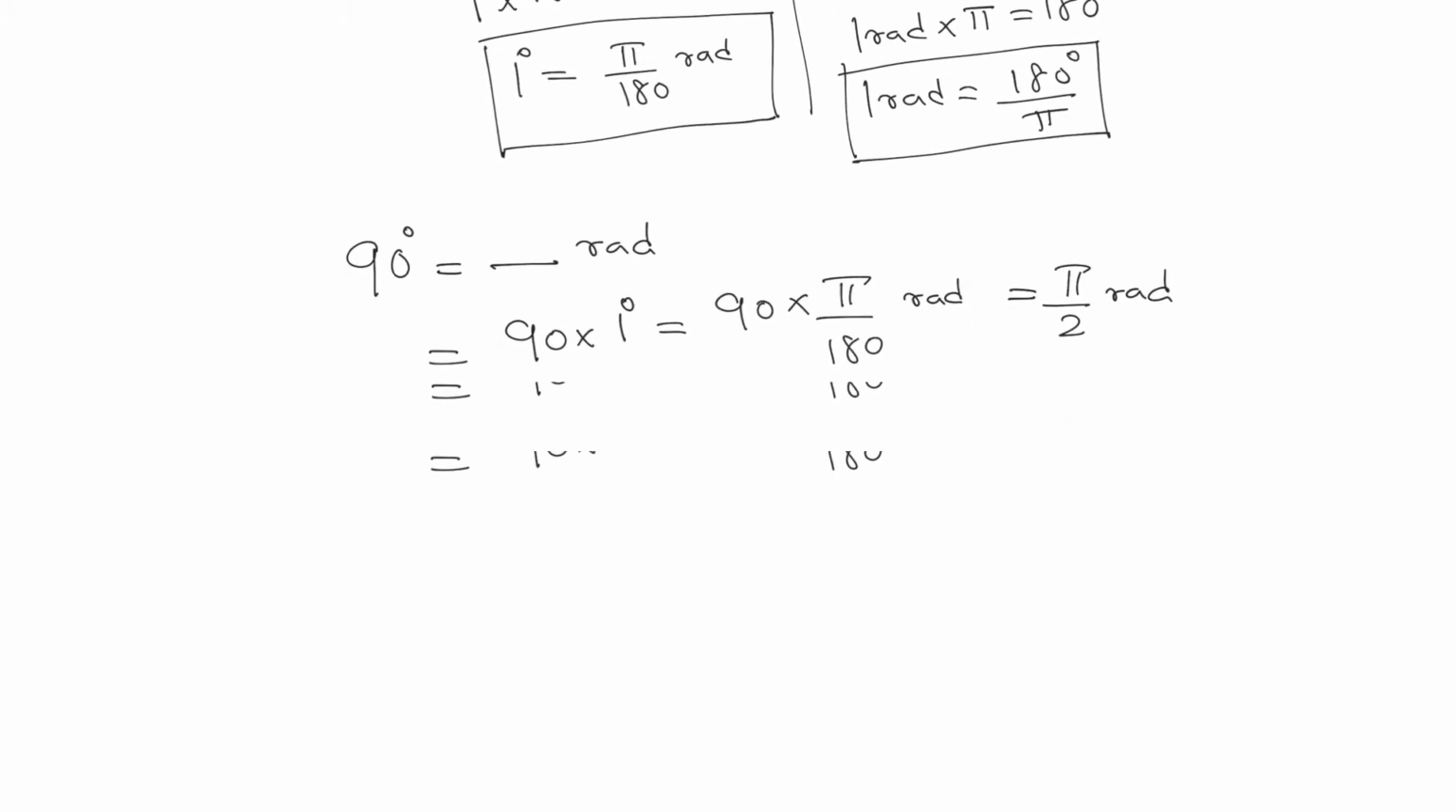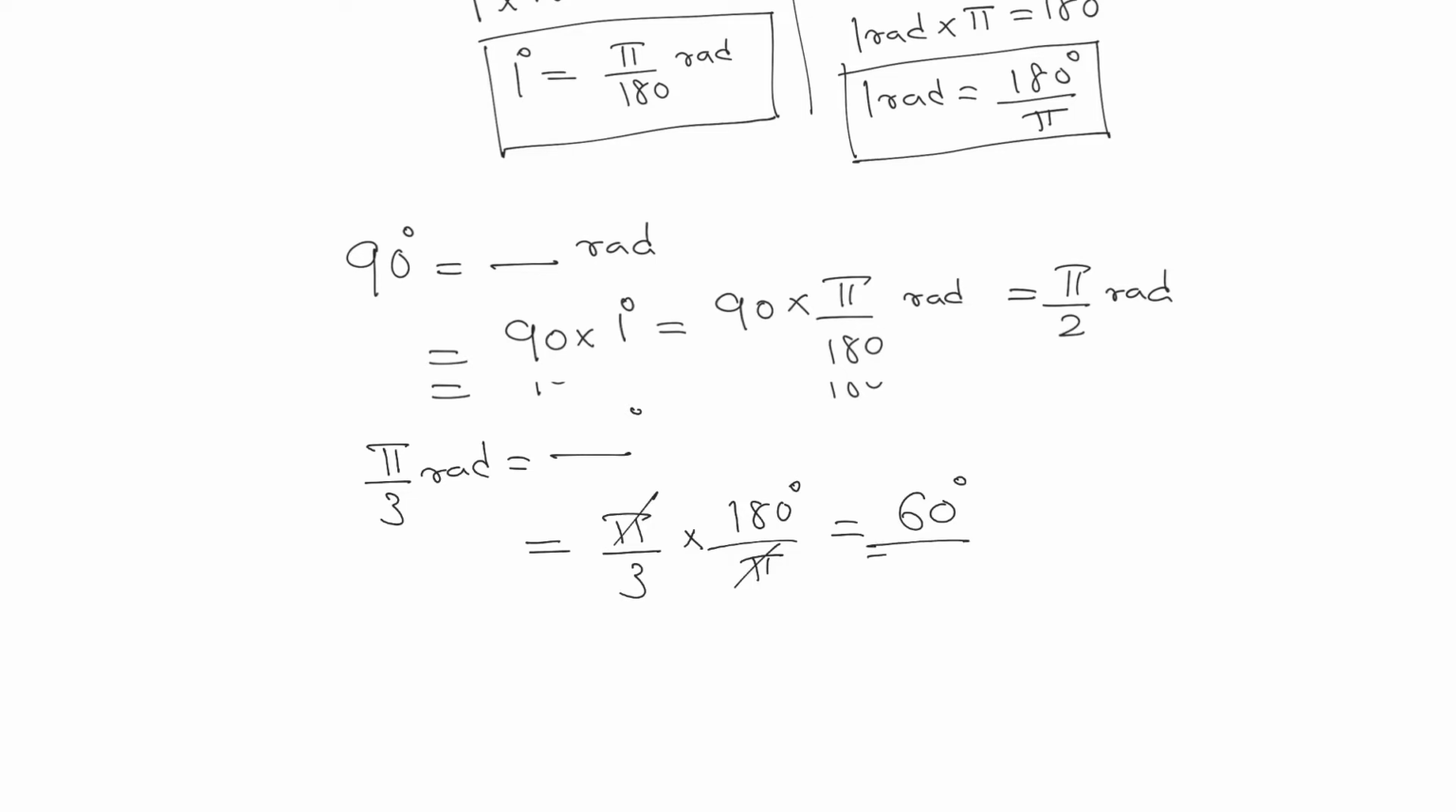Same as that, if you'd like to convert radians into degree, let's say our aim is to find out the value of pi by 3 radians is equal to dash degree. So you can write this as pi by 3 into 1 radian, and the value of 1 radian is 180 degree divided by pi. So this pi and this pi get cancelled. This will be equal to 60 degree.